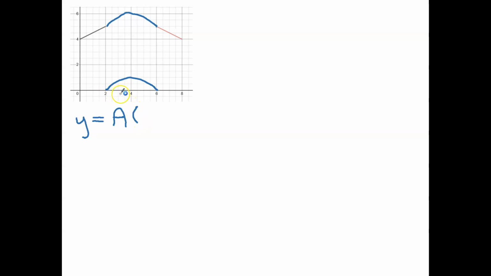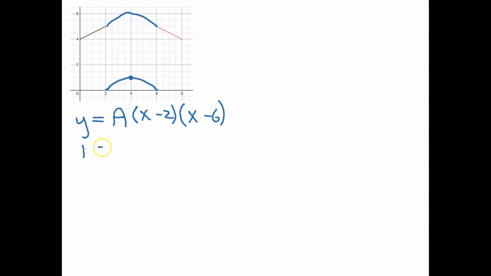But because 2 is a zero, one of the factors of this equation is x take 2, and the other factor of this equation is x take 6. Okay, so what I have to do now is find what a is. Now I've got x and y in the equation, but I happen to know another point on the graph, which is x is 4, y is 1.